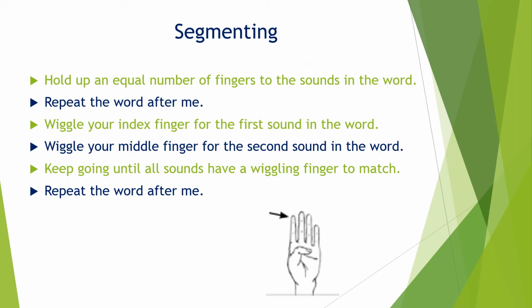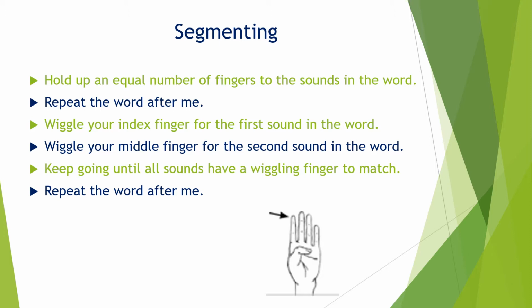Now let's segment those same words. Remember, segmenting is just a big word we use to explain how we break down words into smaller sounds. For this activity, you will hold up an equal number of fingers for the sounds in the word. Make sure you repeat the word after me. Then we will wiggle each finger for a sound in the word.